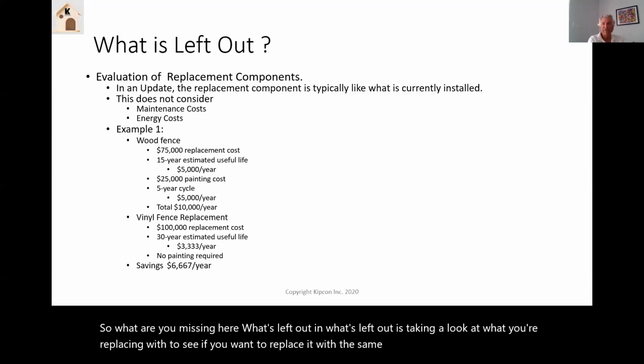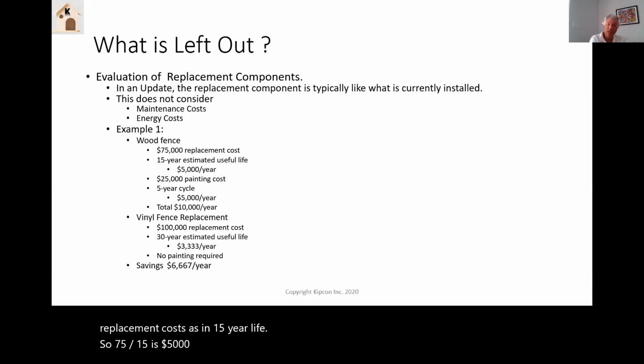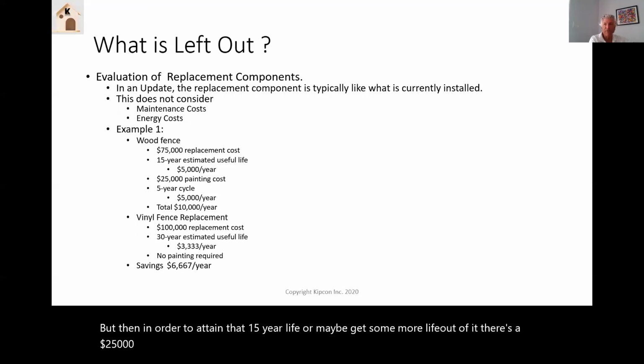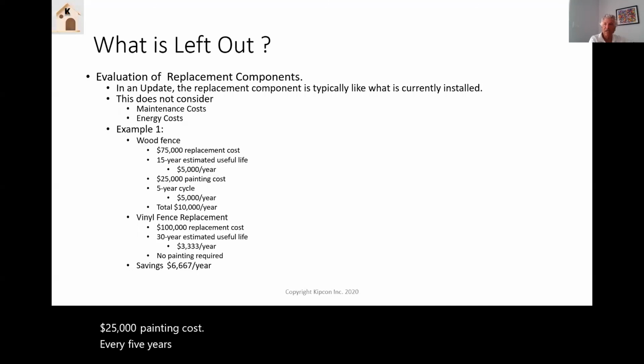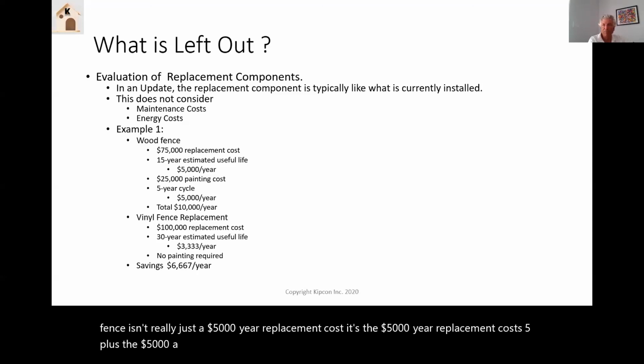Wood fence, $75,000 replacement cost. It has a 15-year life. So 75 divided by 15 is $5,000 a year. But then, in order to attain that 15-year life, or maybe get some more life out of it, there's a $25,000 painting cost every 5 years. So $25,000 painting divided by 5 years is $5,000 a year. So your total for that fence isn't really just the $5,000 a year replacement cost. It's the $5,000 a year replacement cost, plus the $5,000 a year maintenance cost for the painting, for a total of $10,000 a year. Okay? The numbers are not exact, but it's the concept.